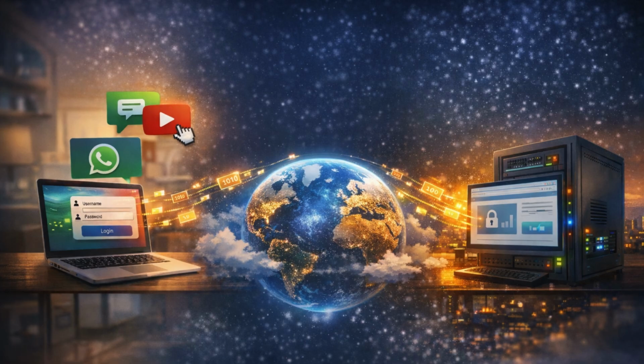When you send a message on WhatsApp, when you open YouTube, when you log into a website, two computers are talking to each other. But here's the question. How do they talk when they're miles apart? No magic, no Wi-Fi mystery. Today, I'll show you the real story behind it, without writing a single line of code.